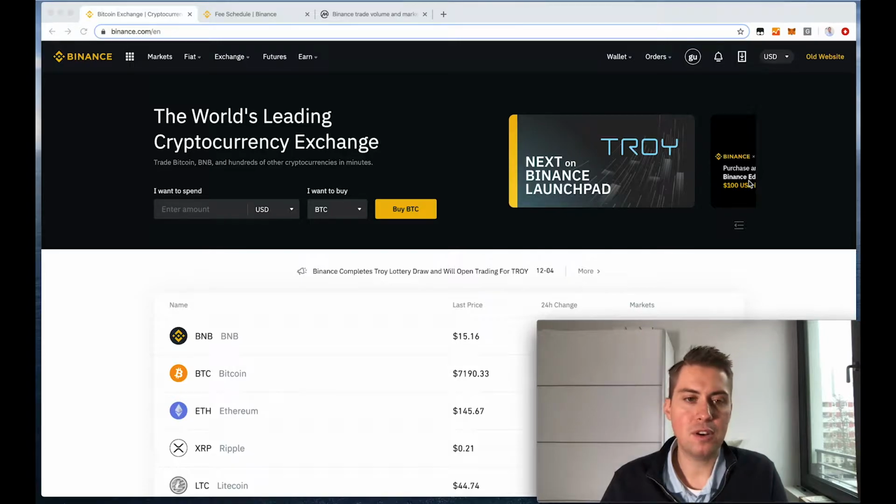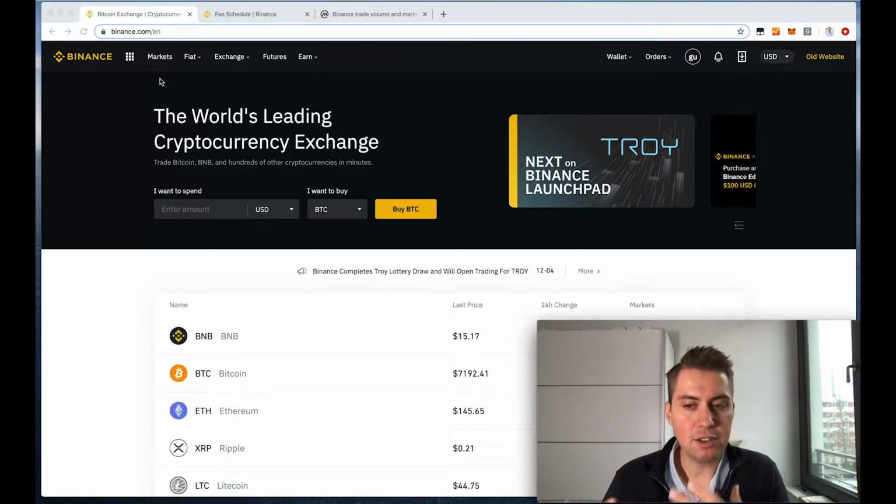Once you signed up for Binance, you can actually see the dashboard. And because you can trade cryptocurrencies against fiat currencies on Binance, like US dollar or euros or any other currency, and you don't need to verify your identity. So you only need an email address and a password in order to sign up for Binance.